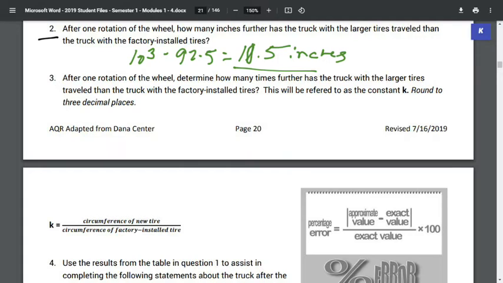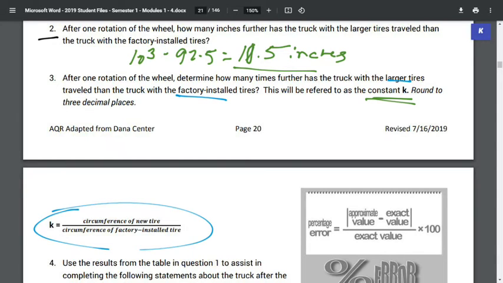So if we look at 3, it says after one rotation of the wheel, determine how many times further the truck with the larger wheels has traveled than the factory installed. This is going to be referred to as our constant K. I believe physics has done stuff like this where they use constants, but what we're going to do is establish how many times further our larger tires travel compared to the factory installed ones.